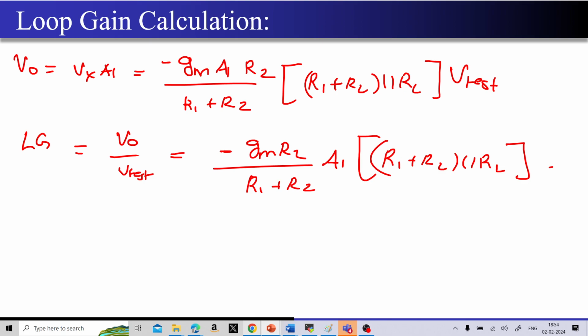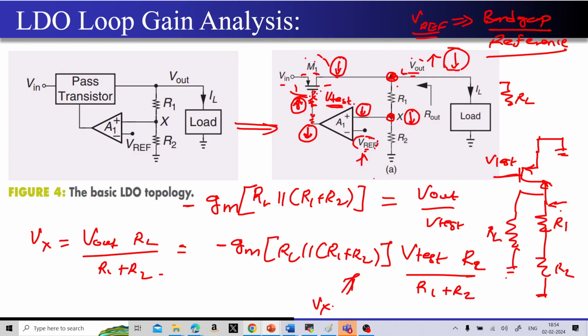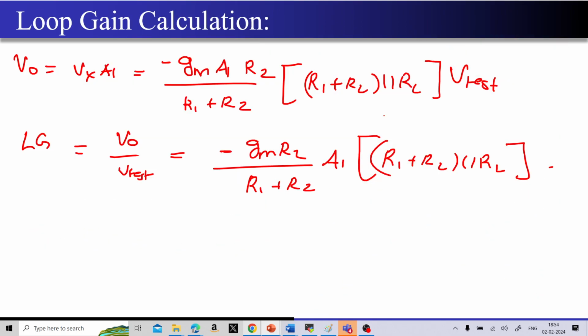Correct. Now once this loop gain is clear, this is a negative feedback system, right? How to calculate the closed loop gain? A closed loop is nothing but A open loop divided by 1 plus loop gain, right? And this is the reason why we calculated the loop gain first, because we want to check the closed loop gain, and to get that we first have to know the value of loop gain.